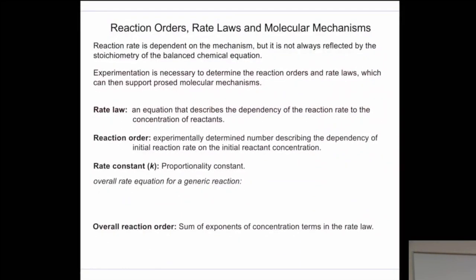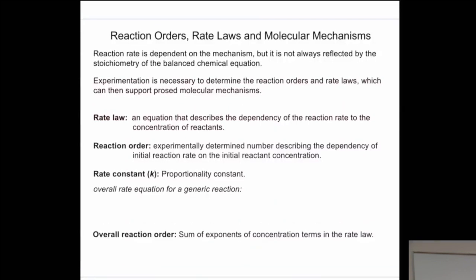So let's do some formal definitions here of what we're going to be talking about. We're going to talk about reaction orders, rate laws, and molecular mechanisms. So I've already told you what a molecular mechanism is, right? We're going to derive a rate law that describes the rate of the reaction, and it has certain components to it. Now, these bullet points up here, I've already talked about them, okay?